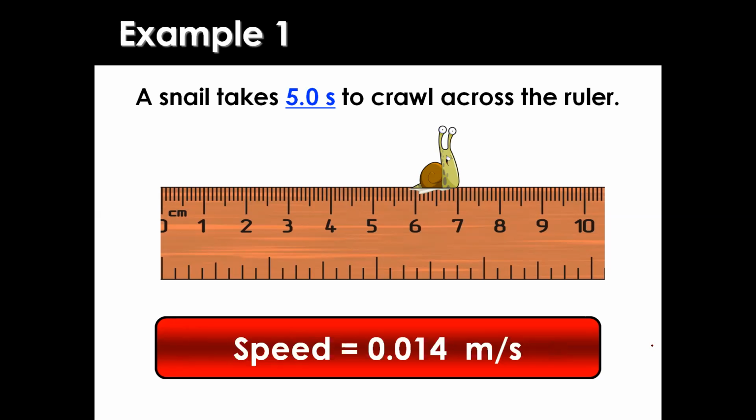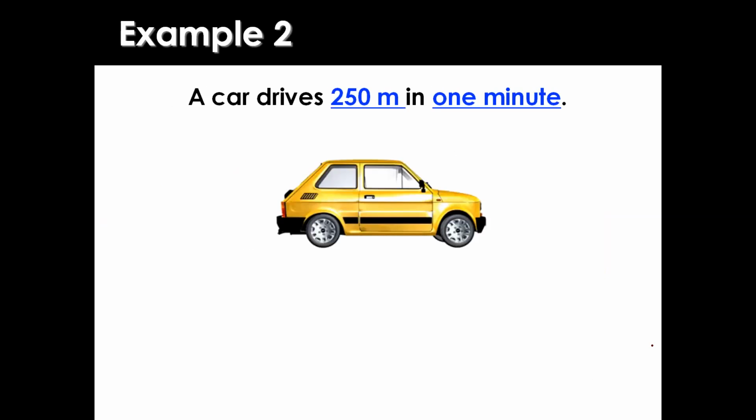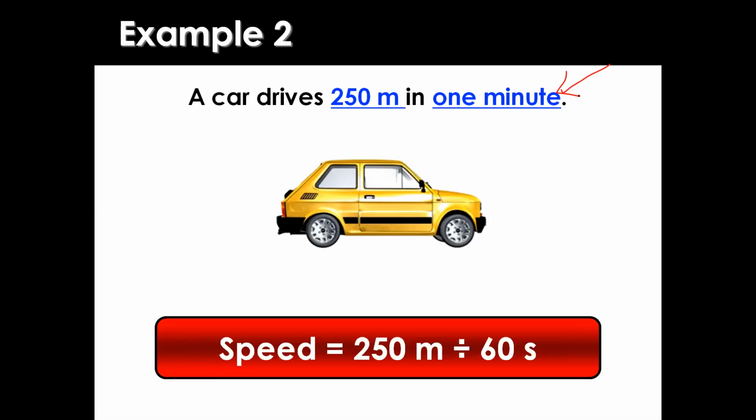Do you want to solve one more question? Yes, it is: a car drives 250 meters in 1 minute. Here you can see distance is given in the SI system, whereas time is not. Time is given in minutes. So you have to convert minutes into seconds. 1 minute is nothing but 60 seconds. So your speed will be 250 divided by 60, it will be 4.17 meter per second. So solving problems based on speed is as simple as this.